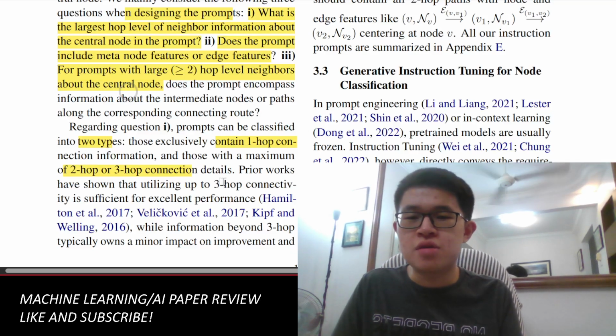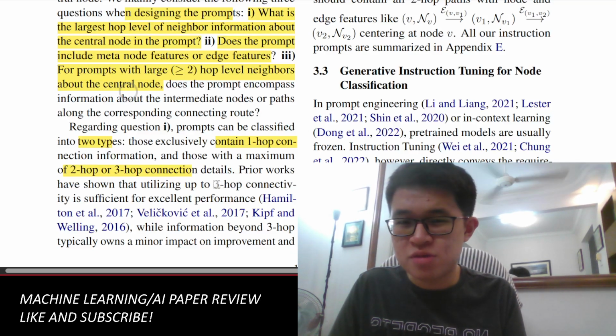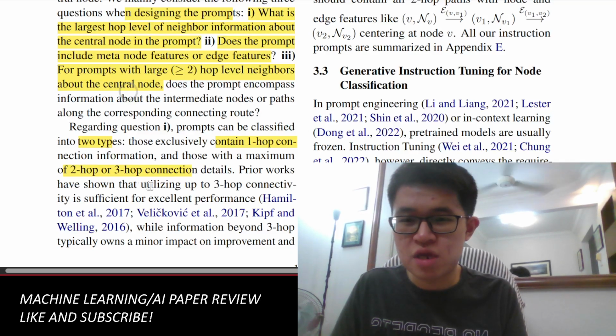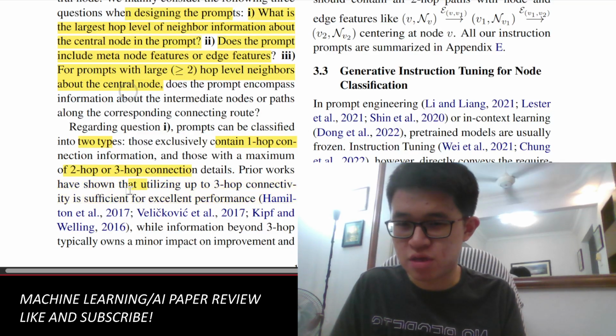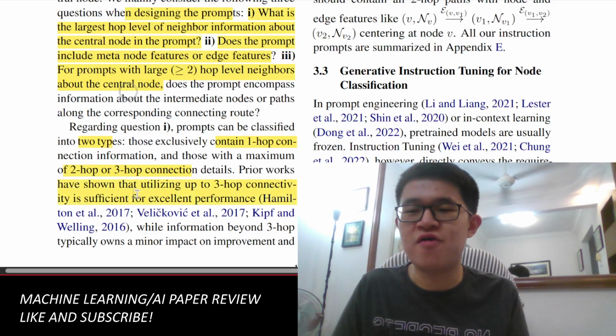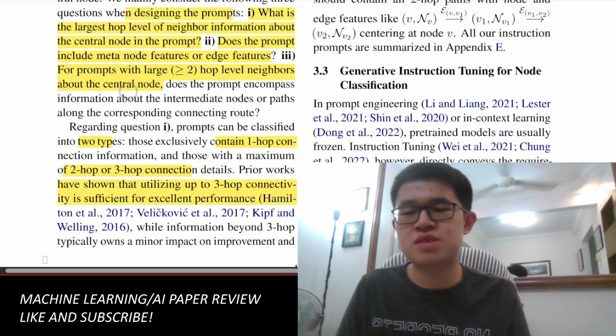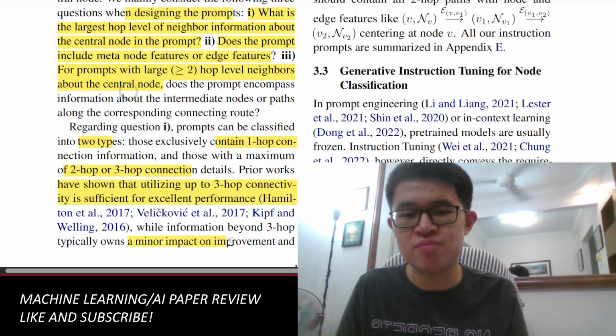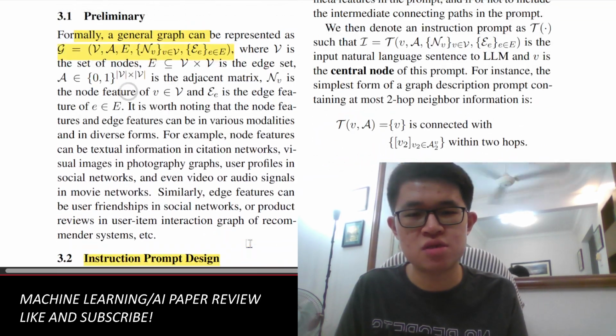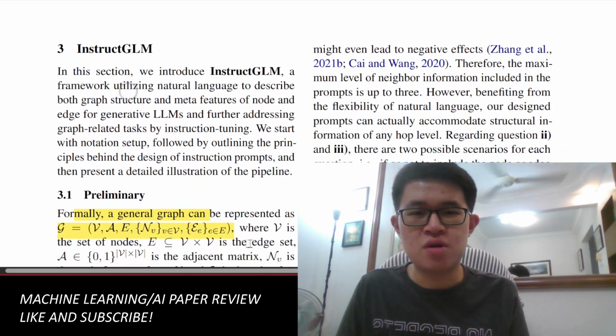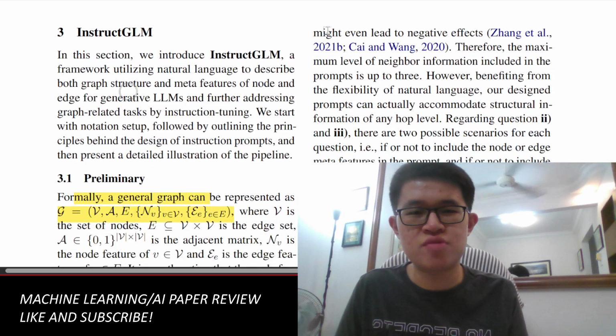Previous studies have shown that if you use up to 3 hops of connectivity, it's already enough, because anything beyond 3 hops is not going to have a major impact on the accuracy of the model. Sometimes it can be detrimental as well.